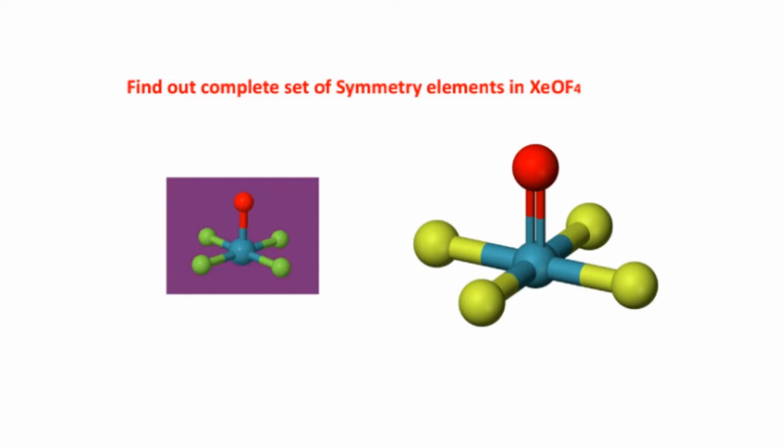Now the next example is to find out the complete set of symmetry elements in xenon oxide tetrafluoride. We will find the complete set of symmetry elements and operations in the molecule. First of all, we talk about the identity of the molecule, then the axis of rotation, then the axis of inversion, and then whether sigmas are present or not. First of all, we write the identity of the molecule. Yes, there is identity first, and then the symmetry rotation. We need to find proper rotation very carefully.